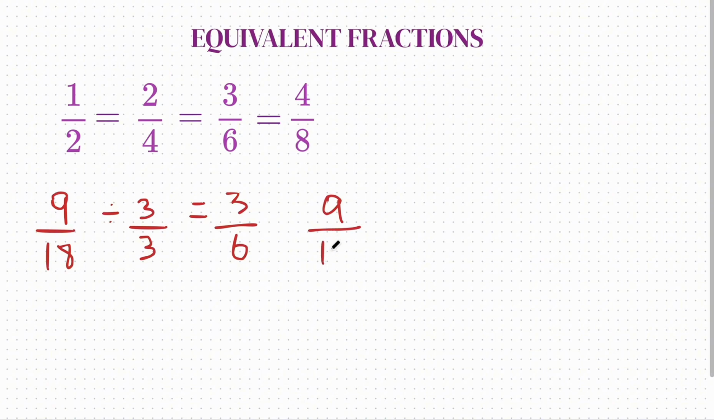So 9 over 18 divided by 9. 9 divided by 9 is equal to 1, and 18 divided by 9 is equal to 2. So these are our equivalent fractions. So 3 over 6 and 1 over 2 is equivalent to 9 over 18.